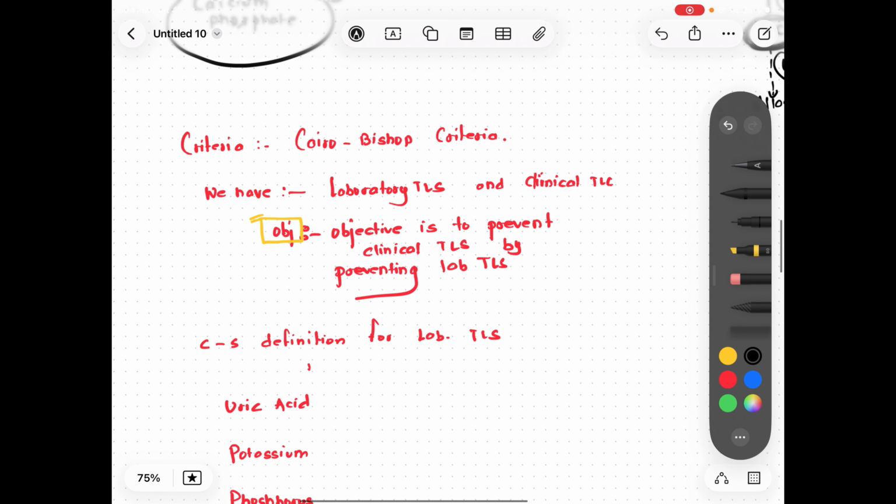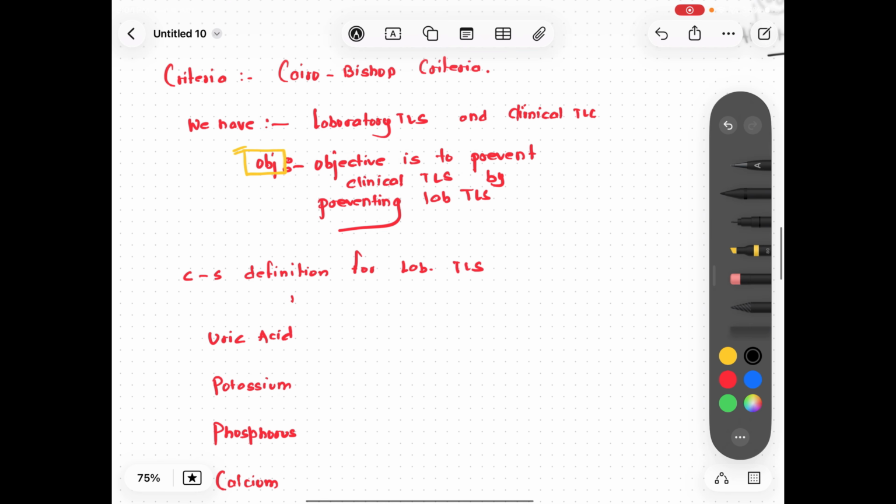Now coming to the diagnostic criteria. TLS is defined by laboratory criteria and clinical criteria. The name of the criteria is the Cairo-Bishop criteria. It has both laboratory TLS criteria and clinical TLS criteria. What our objective is, is to prevent the clinical TLS by preventing the lab TLS.